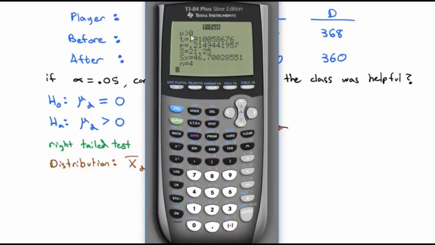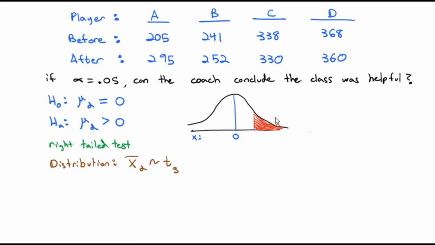When we do that, we get our t-value of 0.91 and a p-value of 0.2149. We're also told that the average difference is 21.25. So we can add that to our picture. The average difference is 21.25. But when we convert that to a t-value, the t-value was only 0.91. So the test statistic is t equals 0.91, which gives us a p-value, an area for that tail, of 0.2149.